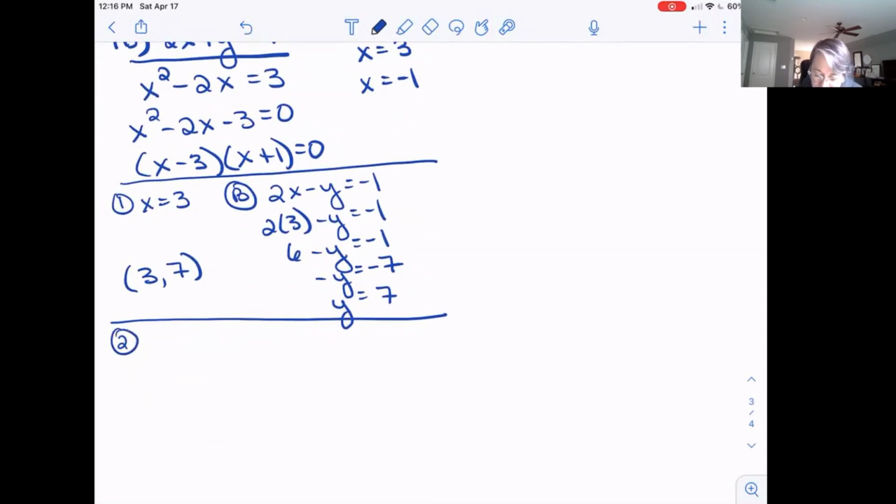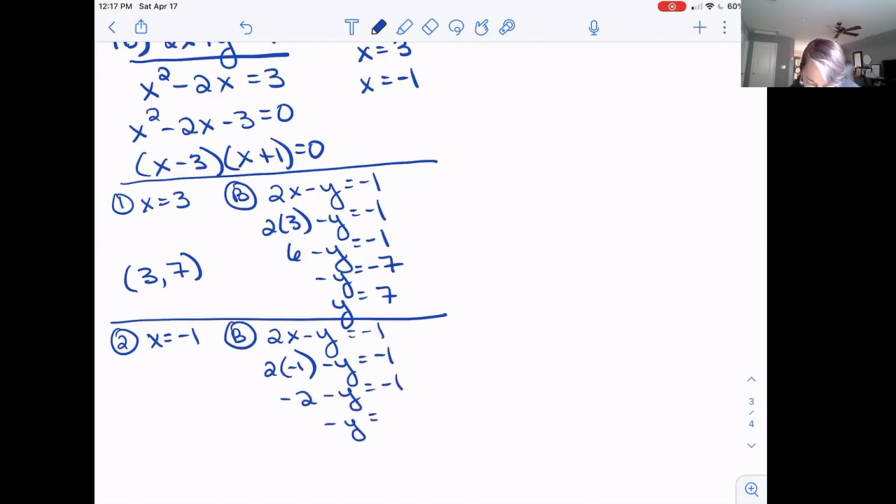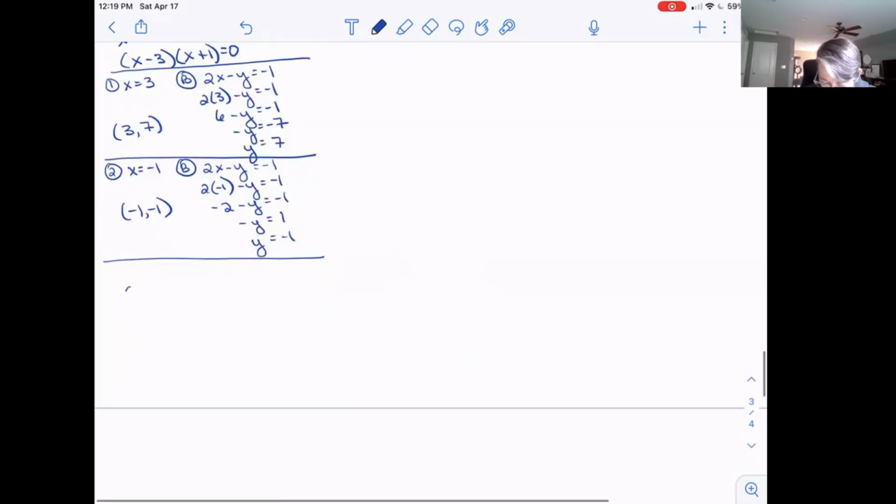Then we have to try our second x value, which is x equals -1. Again, we're going to plug it into our B equation. So we get 2 times -1 minus y equals -1. -2 minus y equals -1. So -y equals 1, so y equals -1. So we get the point (-1, -1). So we have 2 intersection points at (-1, -1) and (3, 7).